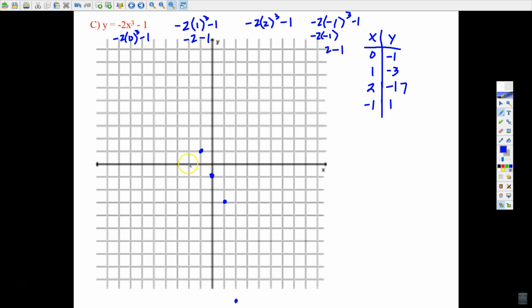So let's try one more, negative 2. Alright, negative 2 is an input into this function. Negative 2 cubed is negative 8, and negative 8 times negative 2 is 16, and 16 minus 1 would be 15. Okay, so again, let me erase some of my work up here.